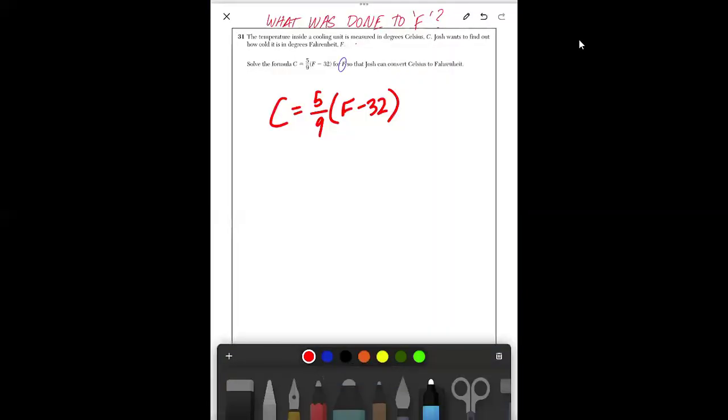Now in this one, we've got this formula for converting from Fahrenheit to Celsius. And now they want us to get F by itself. So right now we have C by itself, but they want us to get F by itself. So we're going to use our knowledge of the order of operations. And again, we know that when we get done, we're going to have F by itself, and we're going to have C on this side. And now we just have to decide what are we doing to C.